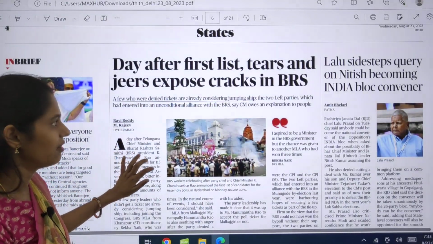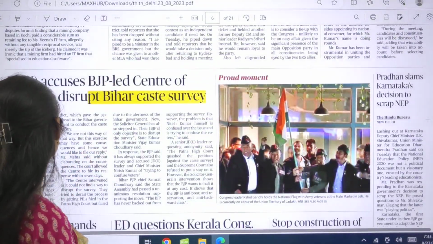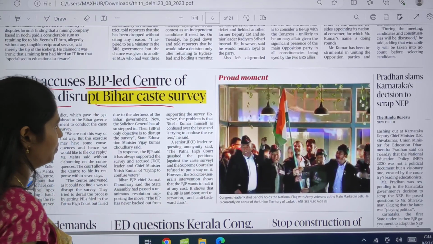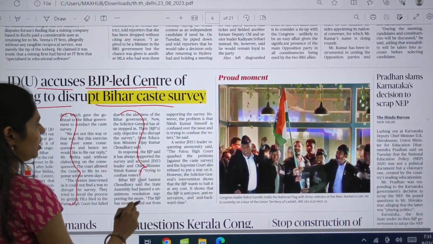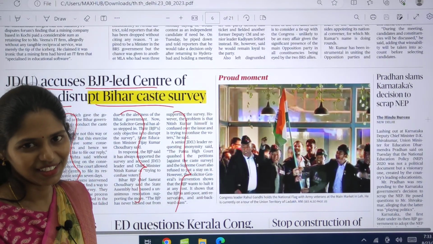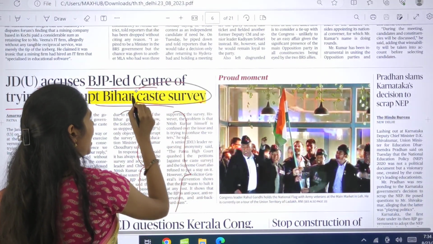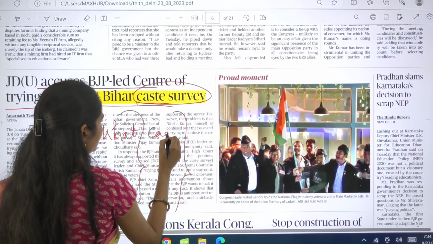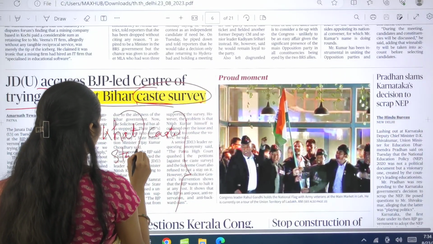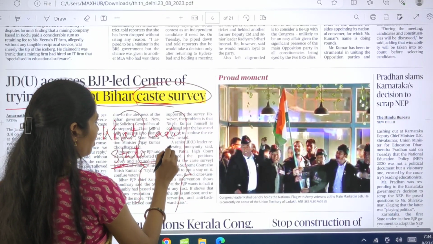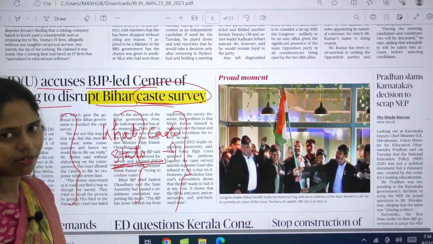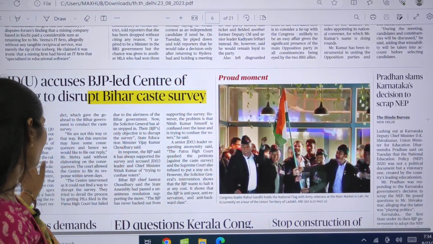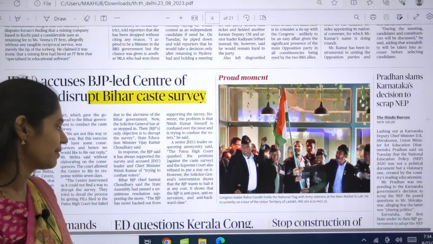Most of the articles that I found were political articles. Here you can see JDU accuses BJP-led Centre of trying to disturb the Bihar caste survey. The entire matter is a political issue, so we have to focus on what this caste-based survey is, and whether the state government has the power to conduct a caste-based survey or not. This is your homework, because I already discussed this topic in our earlier lecture. If you are following Rathod Science Academy, you might know that.